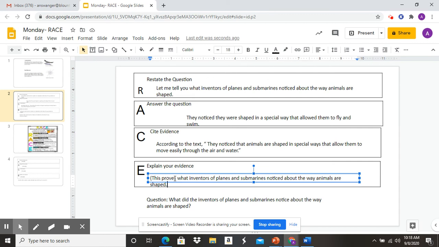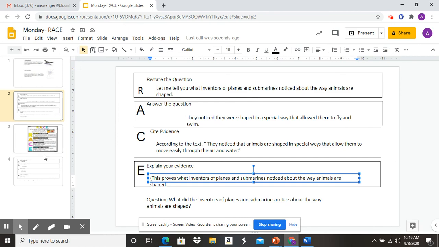So let's read what I have so far. Let me tell you what inventors of planes and submarines noticed about the way animals are shaped. They noticed they were shaped in a special way that allowed them to fly and swim. According to the text, they noticed that animals are shaped in special ways that allow them to move easily through the air and water. This proves what inventors of planes and submarines noticed about the way animals are shaped.